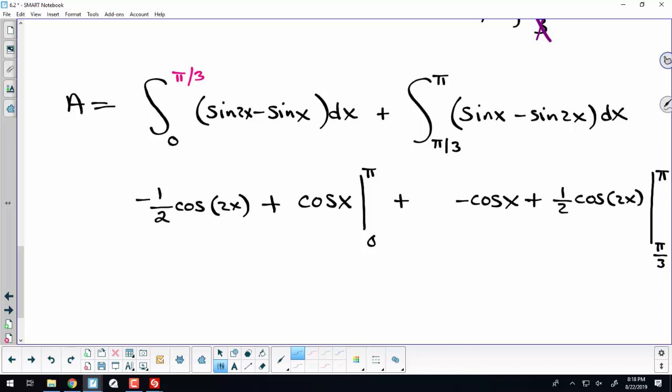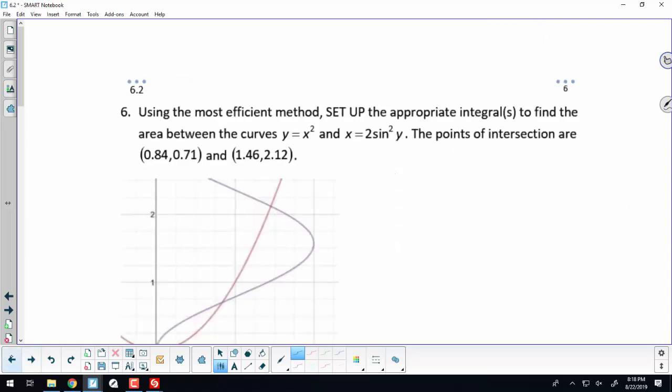So are there any questions on that example? First half, 0 to pi over 3, right? Yeah, 0 to pi over 3 for this one. Yeah, thanks. All right. Well, does everyone have what they need from that?